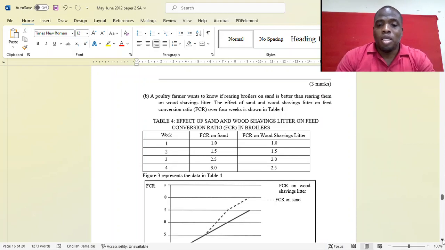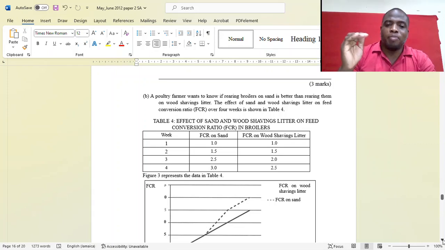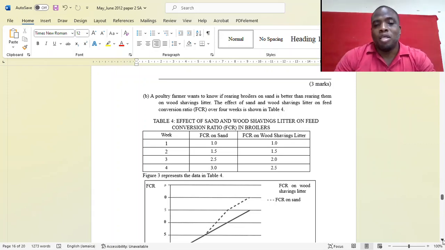The thing about it, the lower the feed conversion ratio, the better it is, because we know feed is one of those inputs that is driving up your expense as a farmer. So it's the main expense of input to a livestock farm.